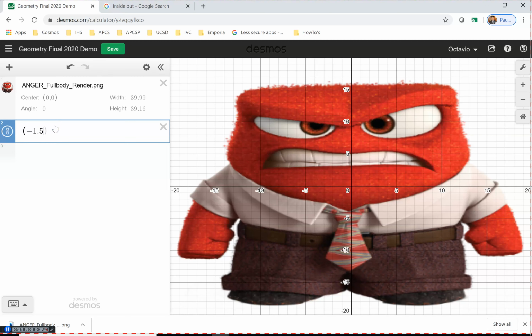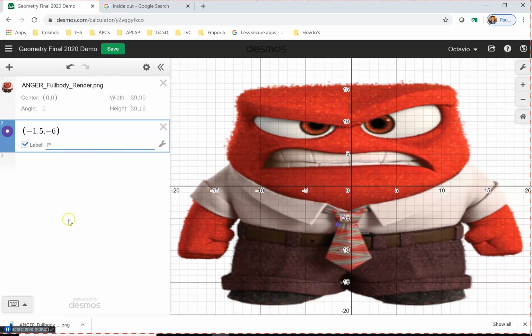Negative 1.5, comma. And it looks like it's almost 6 units down. So I'm going to put negative 6. You see the point right there? It's pretty close. I'm going to zoom in in a minute and I'll change it if I have to. But there's 1 point. It's purple. Let me see if I can add a label so you can see it. Maybe I'll put P there for point.